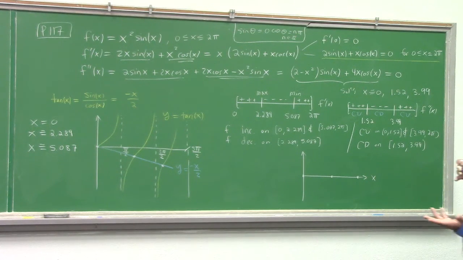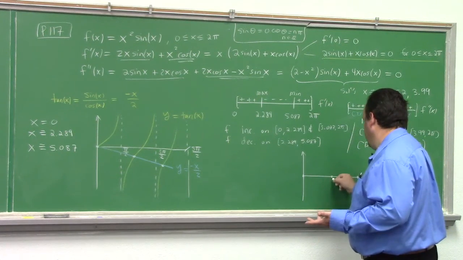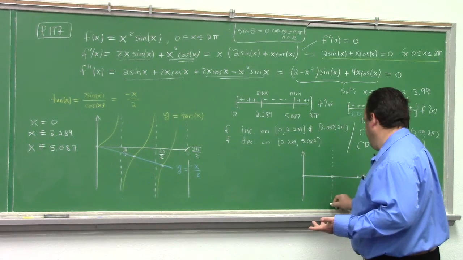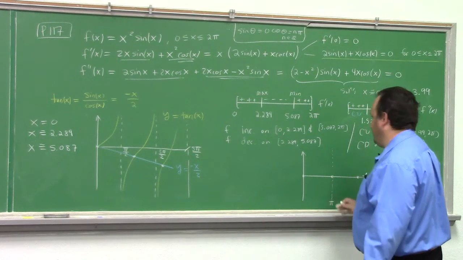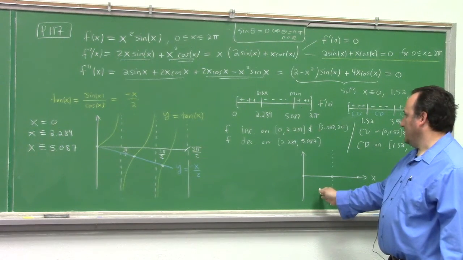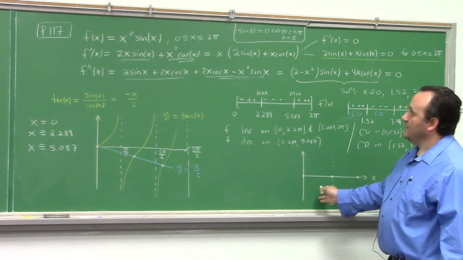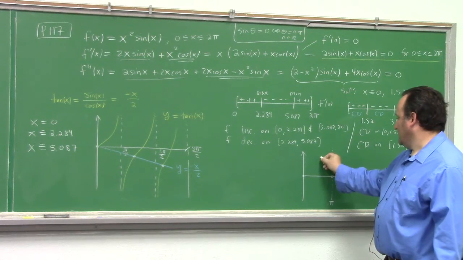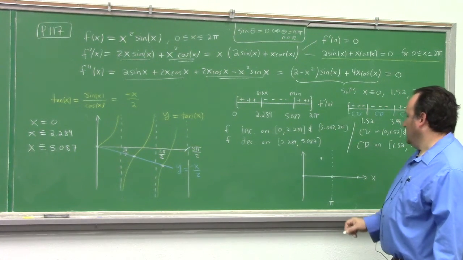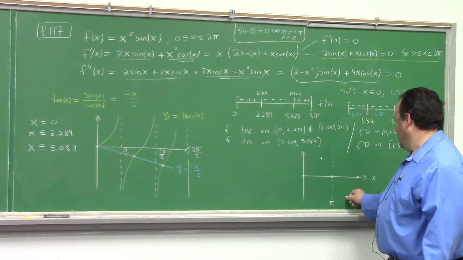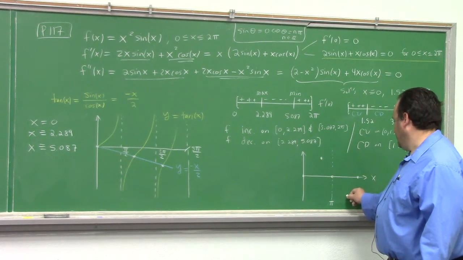And let's see here. That's pi. 2.28 is like over here. It's got a max at 2.289, whatever that is. I'm not trying to make this to scale or anything. So there's like a max there. And it's also got a minimum at 5.087, so it's got like a minimum over here. And this is definitely not to scale.